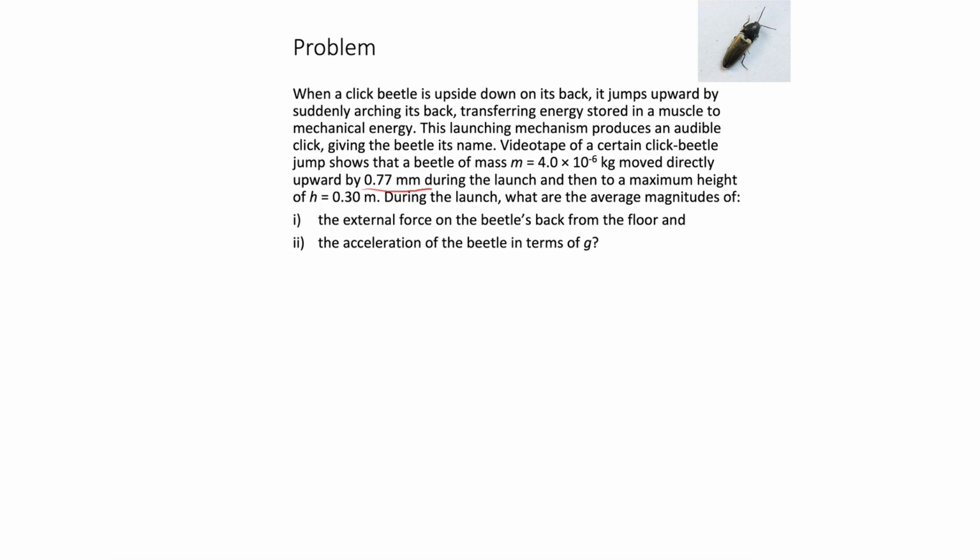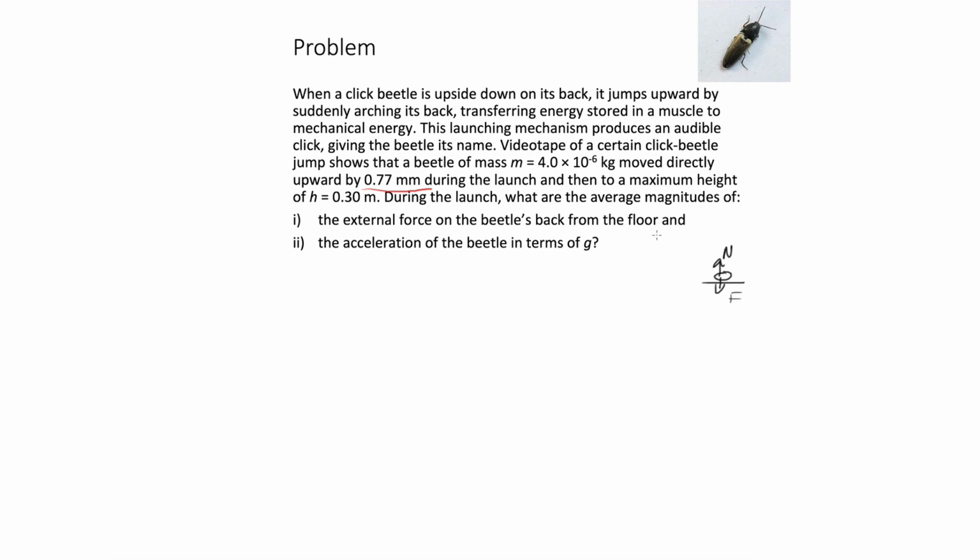Okay, so while it's launching, the beetle is pushing down on the floor and the floor is pushing up on the beetle, and these two forces are equal and opposite according to Newton's third law. But this is the force which is going to launch the beetle into the air. Once it's in the air, this force is no longer acting. And we're told that the maximum height the beetle launches to is 0.3 meters. And we're asked, during the launch, what are the average magnitudes of part 1, the external force on the beetle's back from the floor.